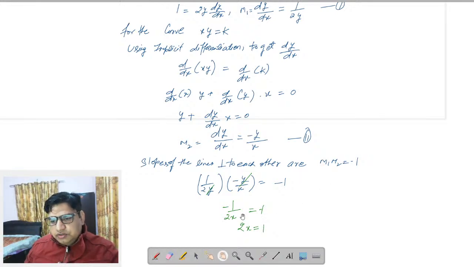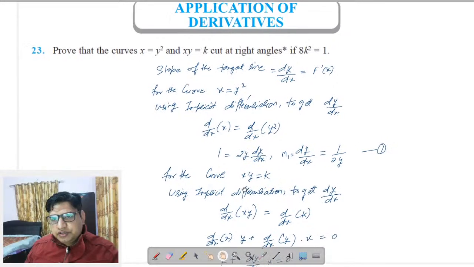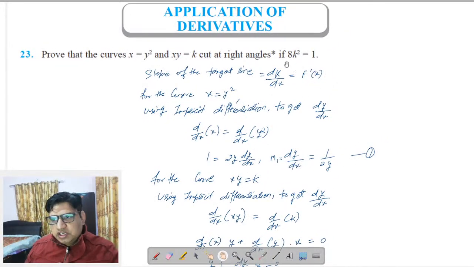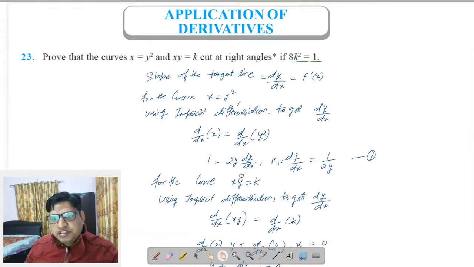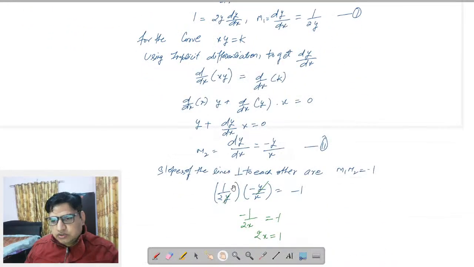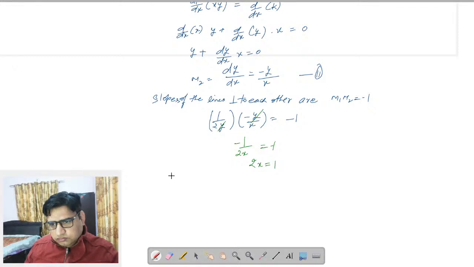So guys, what we need to do in this case is to get the value in terms of k only. Okay, so get the value in terms of k, and we can solve these equations. Okay, so solving equations, let's write it down here. To get the point of intersection, x is equal to y squared and xy is equal to k.